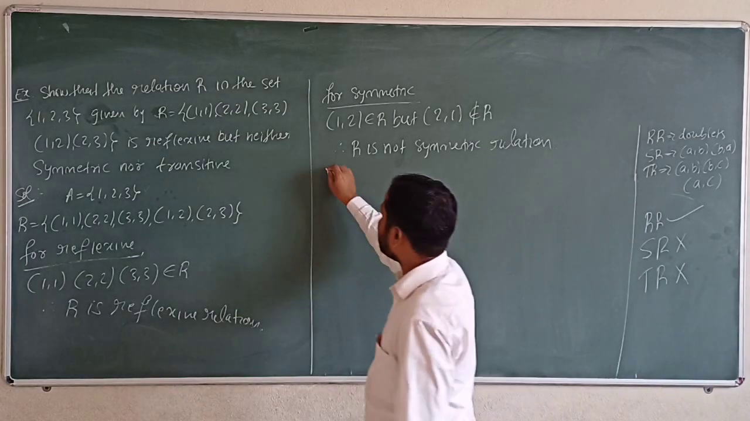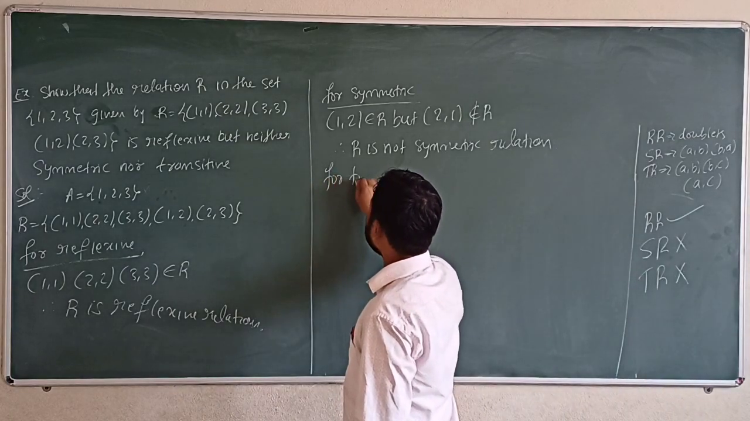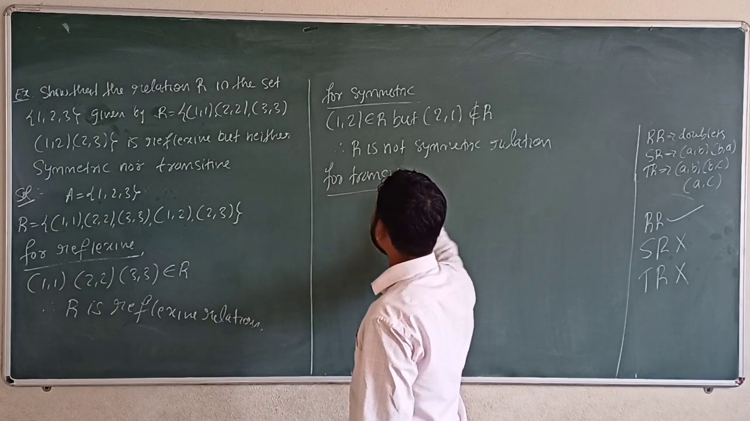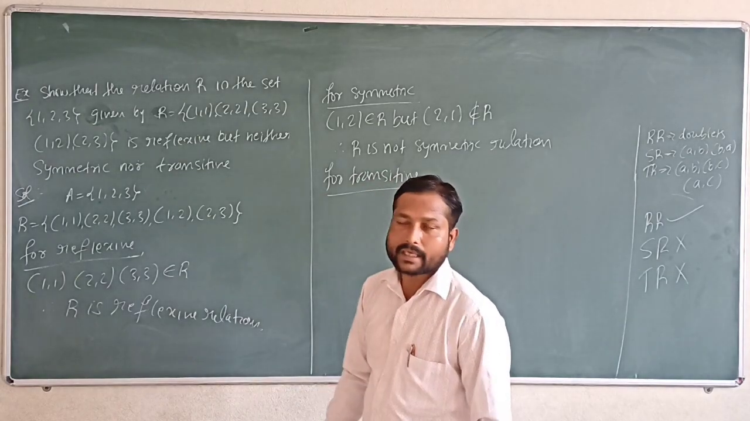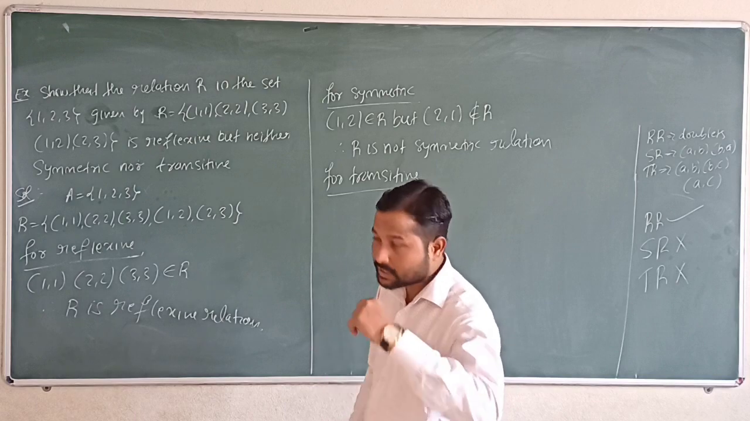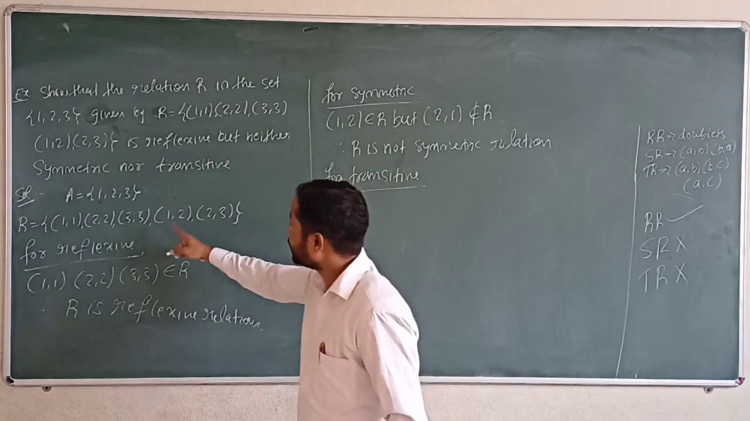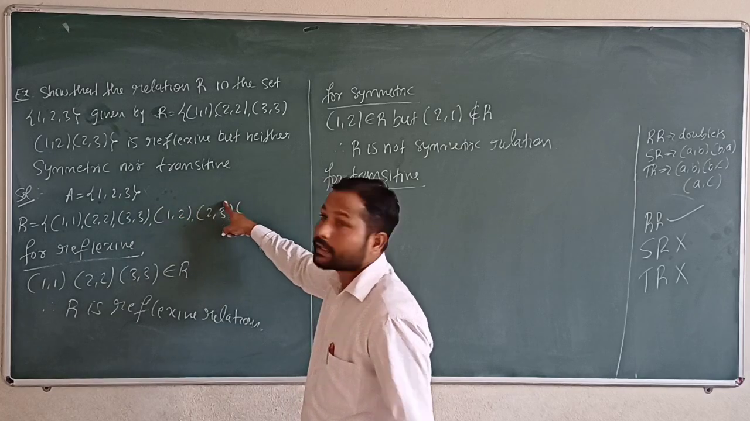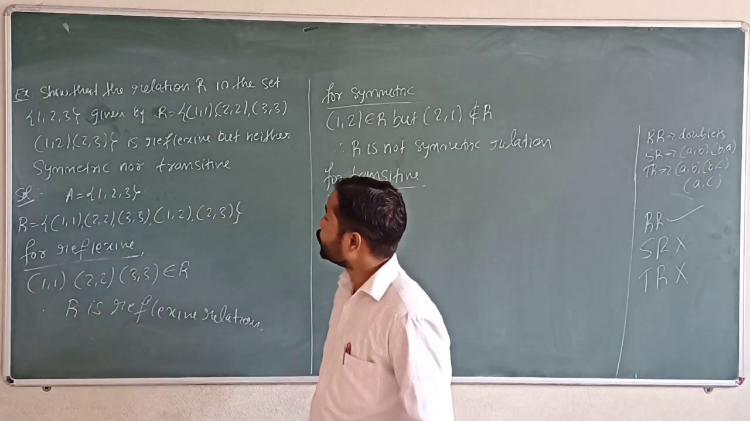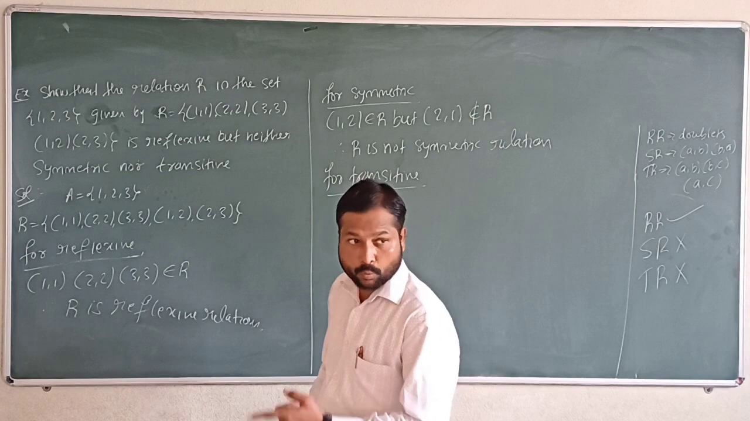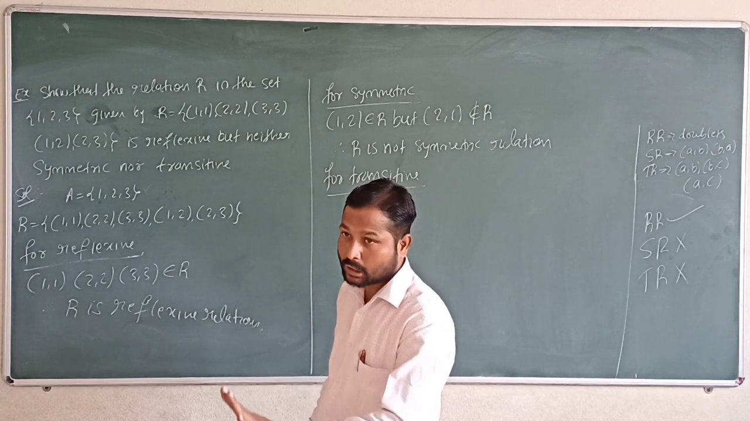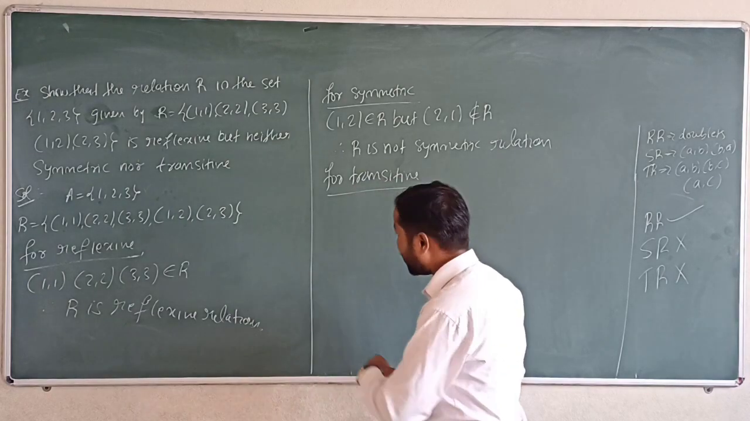Correct? Let's check. For transitive relation: if it is not transitive, then a b and b c are there, so what is missing? Look for a c. Here a b, b c are there, so what is needed? a c. If 1 2, 2 3 and then 1 3 are present, it is transitive. If 1 3 is not present, it is not transitive. Okay, write down the reason here.